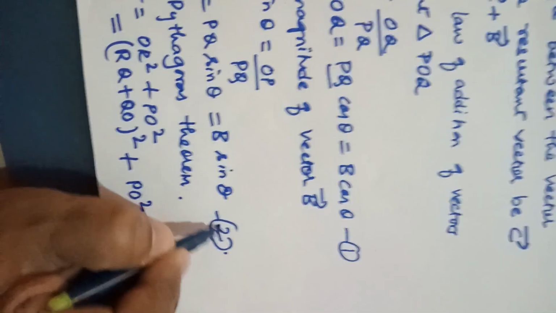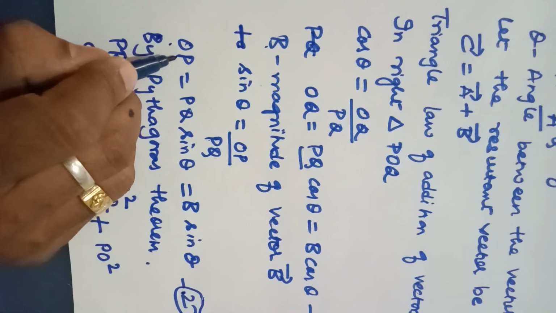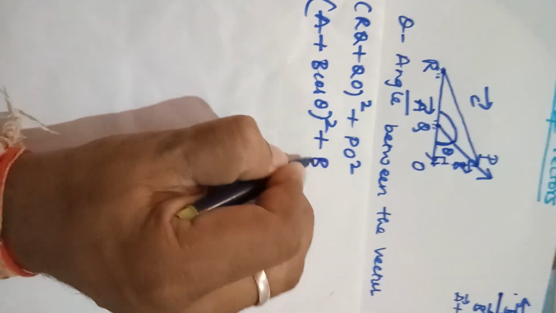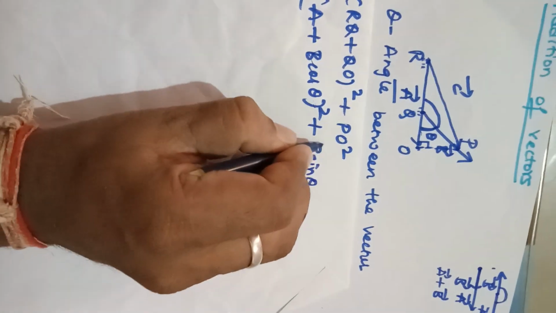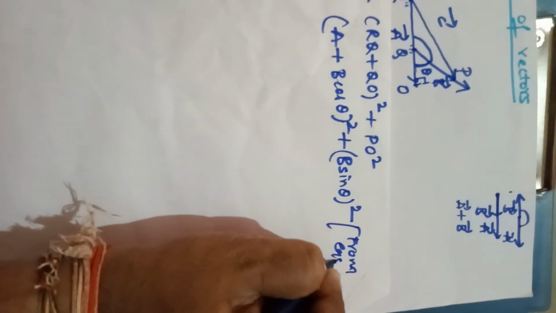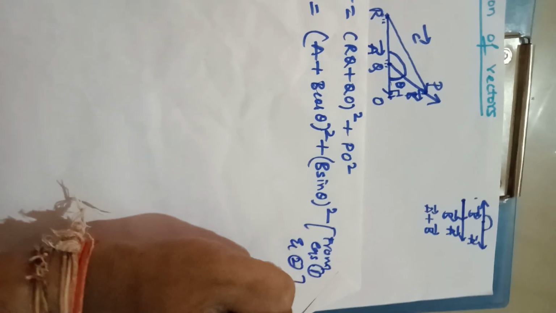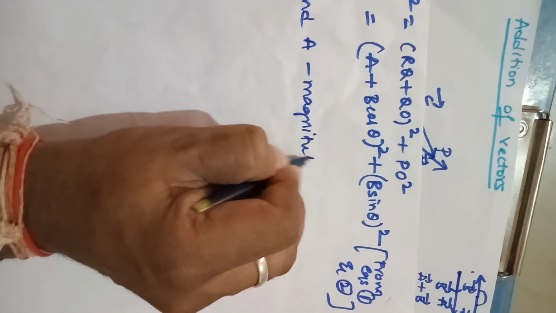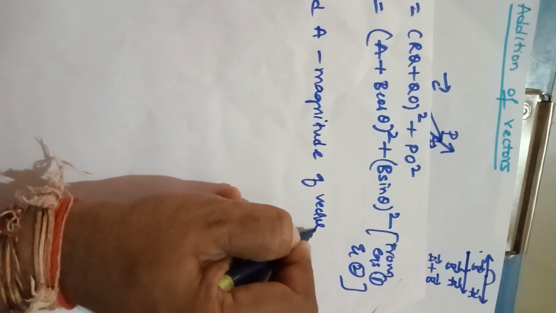Now from equation 2, you see that this OP or PO is equal to B sin theta. So I shall write B sin theta here, but there is a square here, so B sin theta whole square. So how did we write this? This is from equations 1 and 2. And what does A represent? A here is the magnitude of vector A.